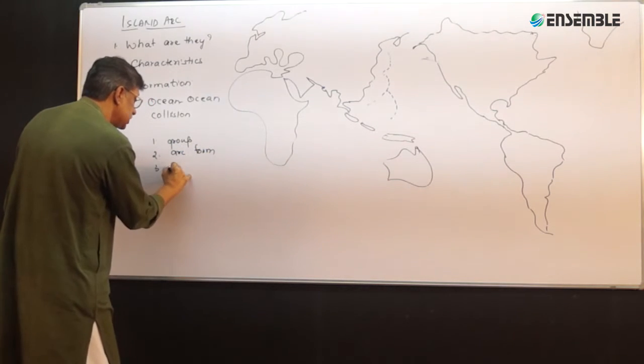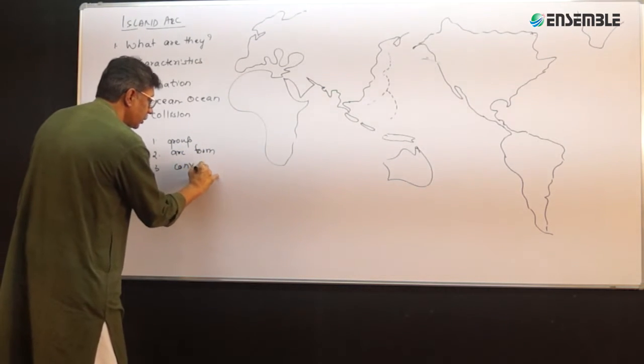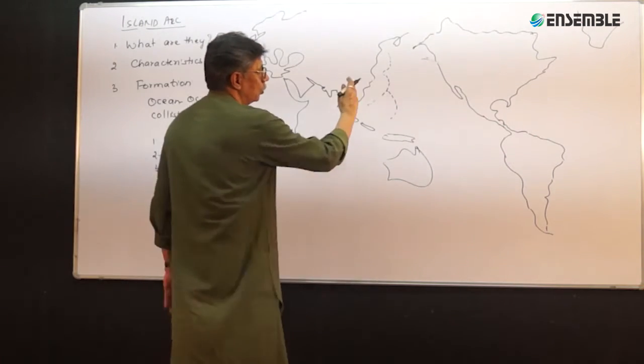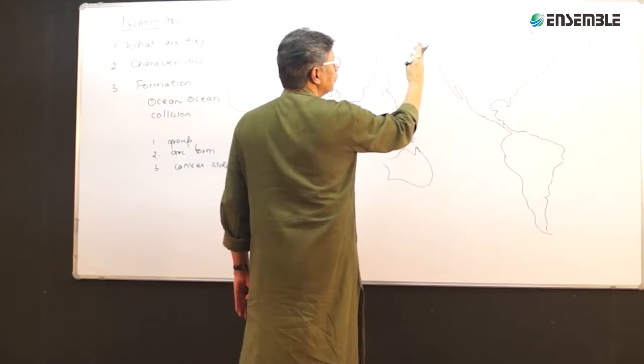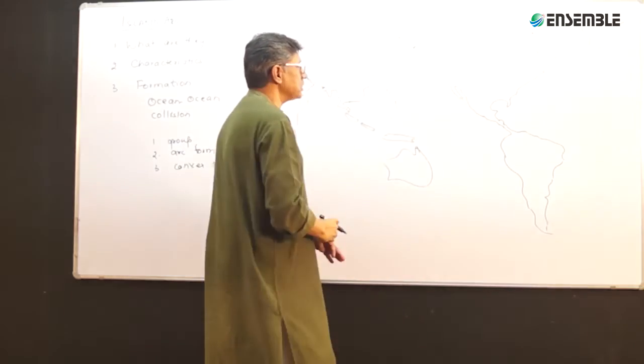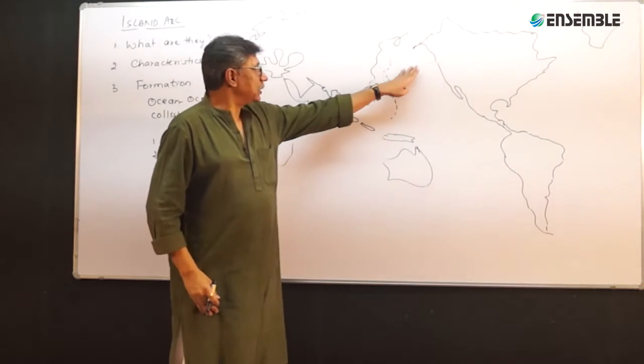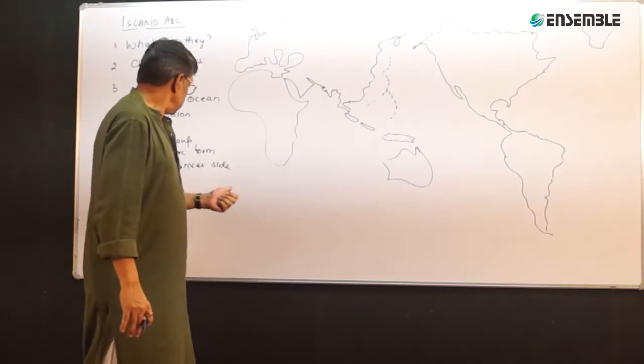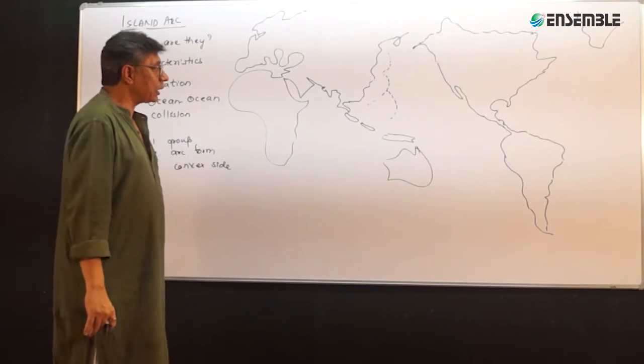So their convex side goes on to be facing the ocean. This is the convex side, and it is facing the ocean towards this side. This convex side faces this part, that is, this zone. That's one part associated with it.